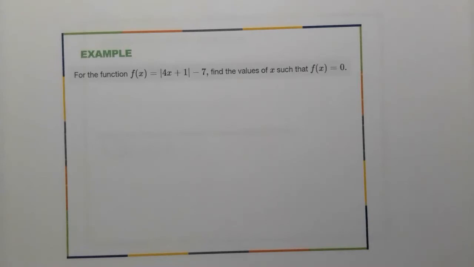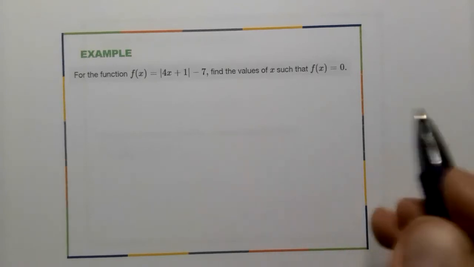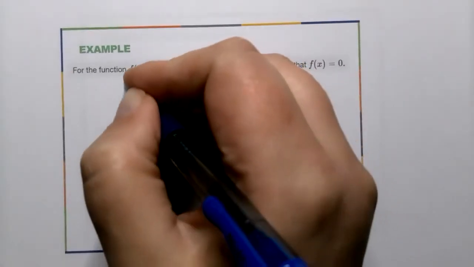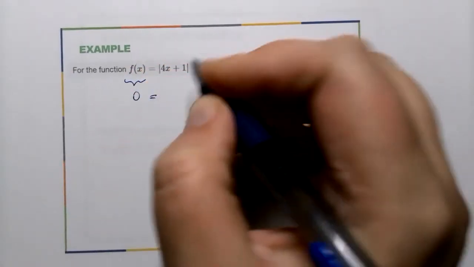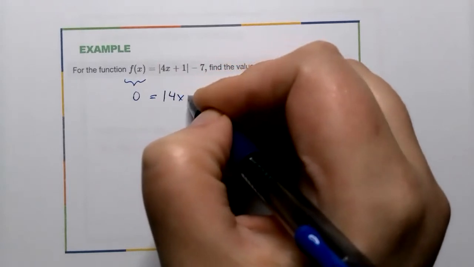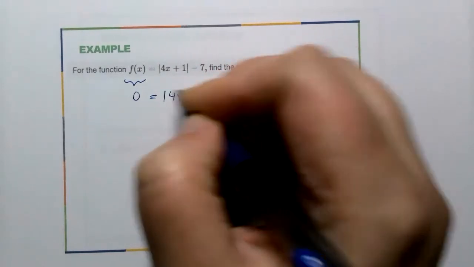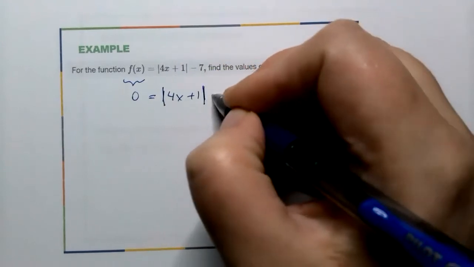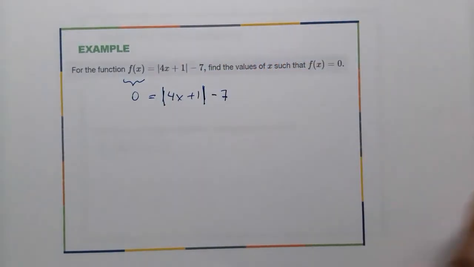Okay, so from that stems this question. For the function f of x equals the absolute value of 4x plus 1, close absolute value, minus 7, find the value of x such that f of x equals 0. So f of x equals 0. We're going to substitute the 0 in for f of x, and we get 0 equals the absolute value of 4x plus 1, close the absolute value sign, minus 7. So we got our absolute value equation.